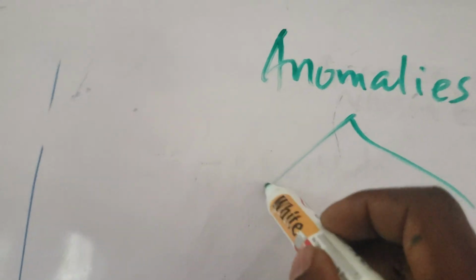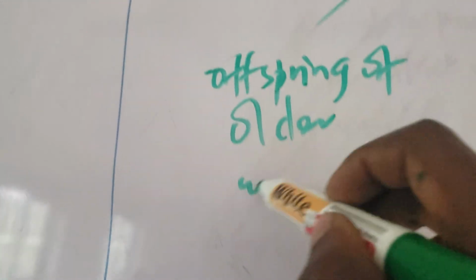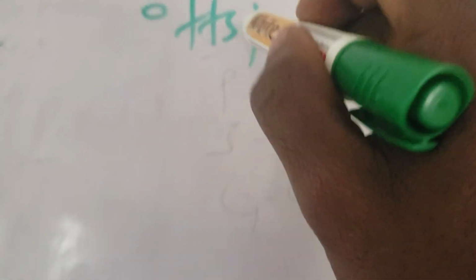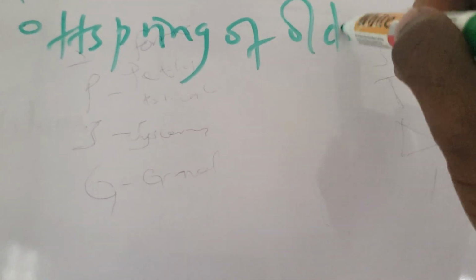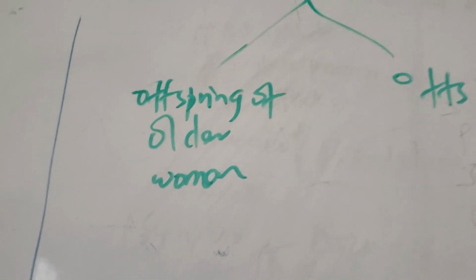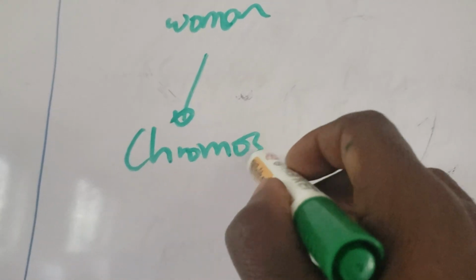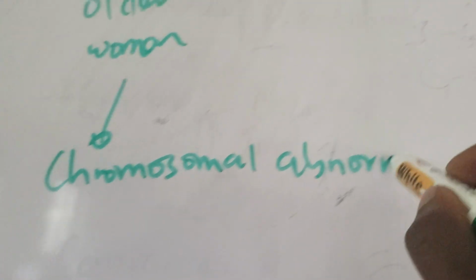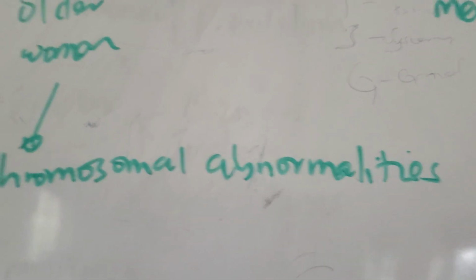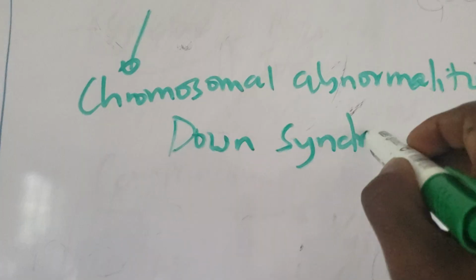Let's lastly look at anomalies, and here they are main two. We have offspring of older women and offspring of older men. We tend to find that the offsprings of older women tend to have chromosomal abnormalities, and these abnormalities include Down syndrome, trisomy 21.